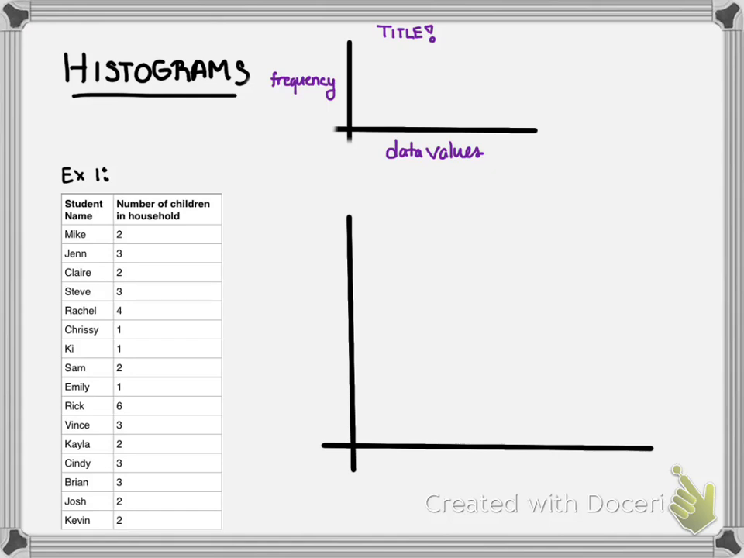So I've already set myself up with my axes down here, and we're ready to get started. On this set of axes, I have to decide what to label the x-axis, and I look over here and notice that my data set deals with the number of children in the household, so that seems like a good label for me. So here I'll write number of children in the household.